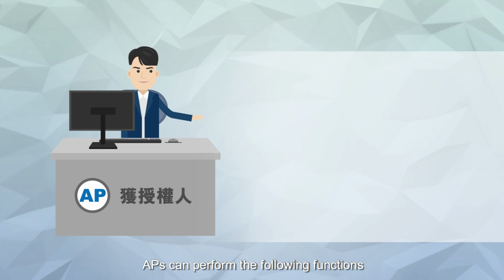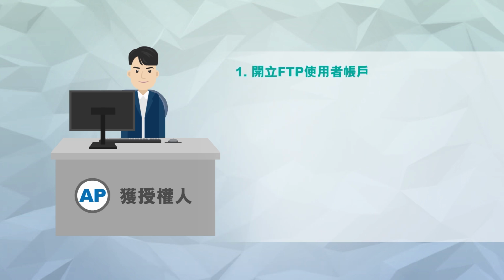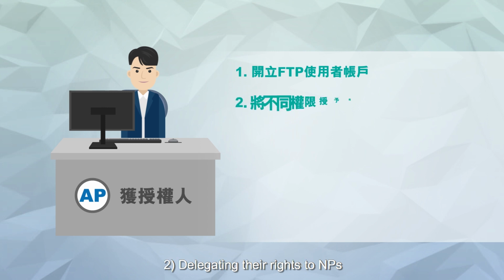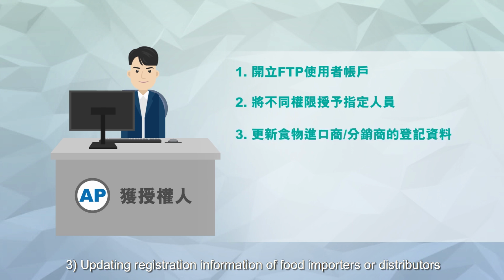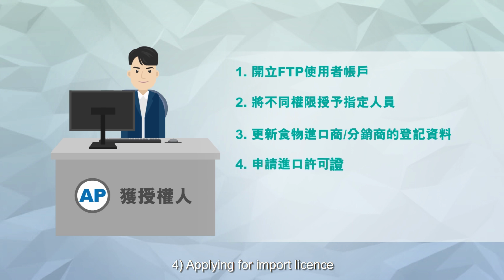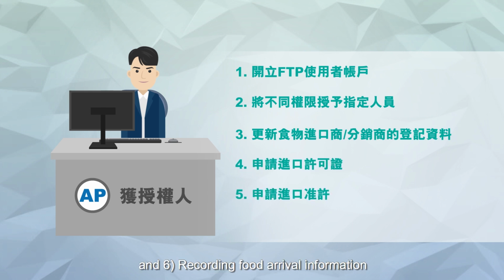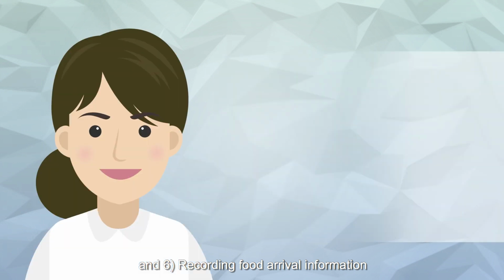APs can perform the following functions. 1. Opening FTP user accounts. 2. Delegating their rights to NPs. 3. Updating registration information of food importers or distributors. 4. Applying for import license. 5. Applying for import permission. And 6. Recording food arrival information.